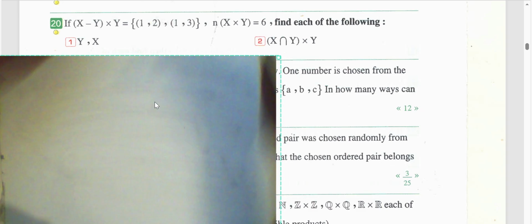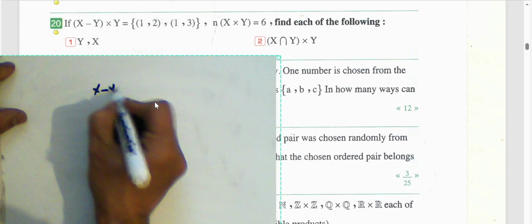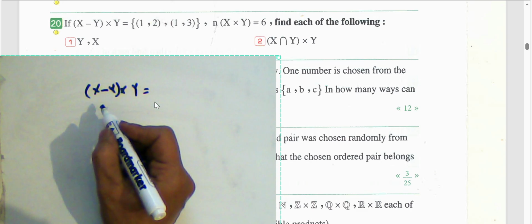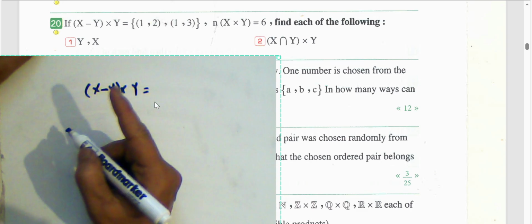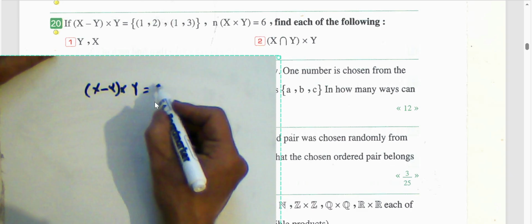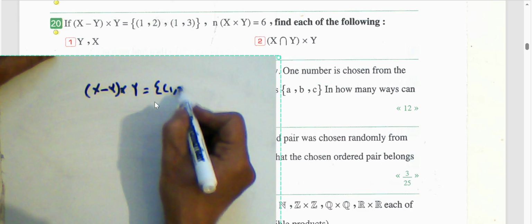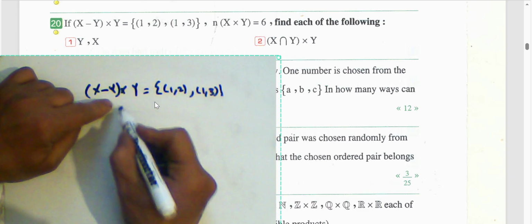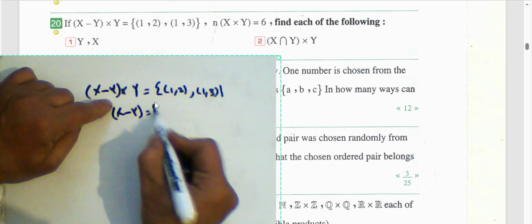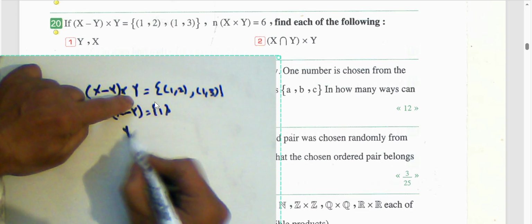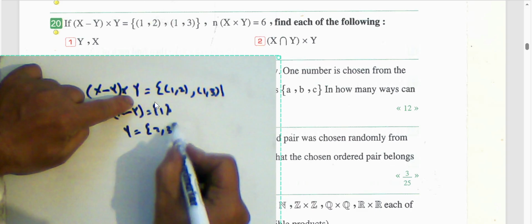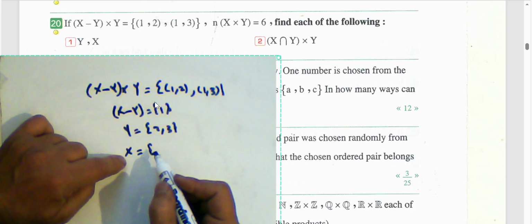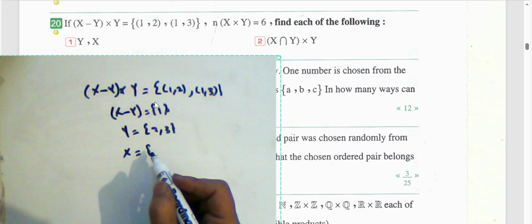Next question. Have X difference Y, Cartesian product with Y. First step, look at here the solution. He gives me X difference Y Cartesian product with Y equal 1 and 2, and 1 and 3. It means what? The first will be 1. Then X difference Y will be 1, and elements of Y were 2 and 3. The difference between them equals 1. Then X will be the numbers here.